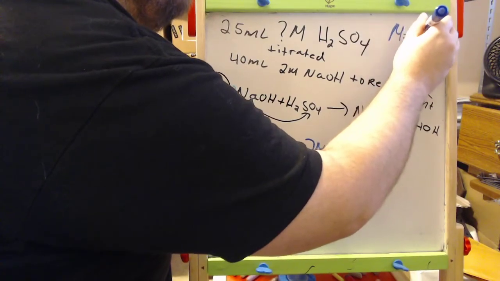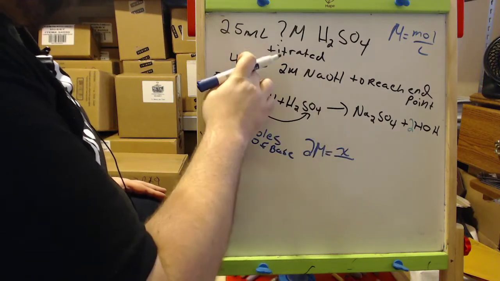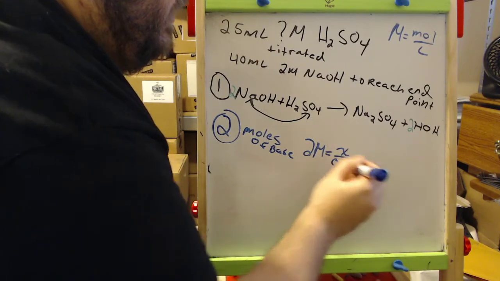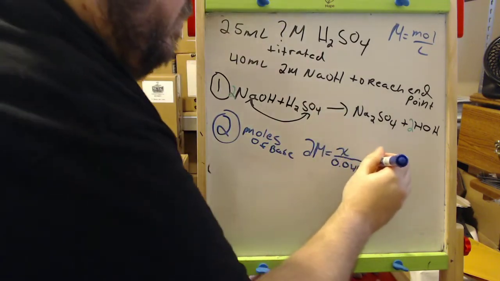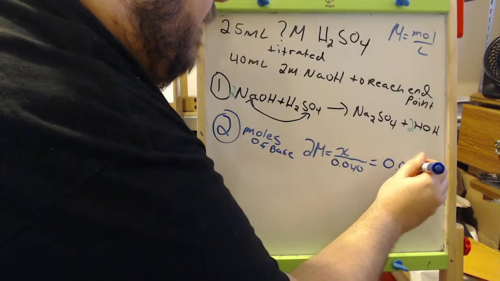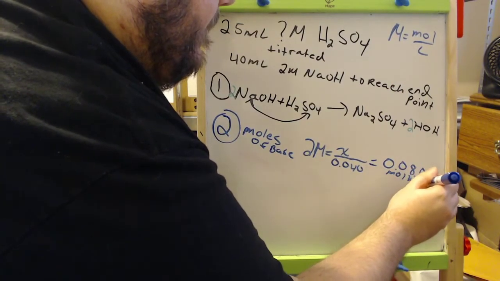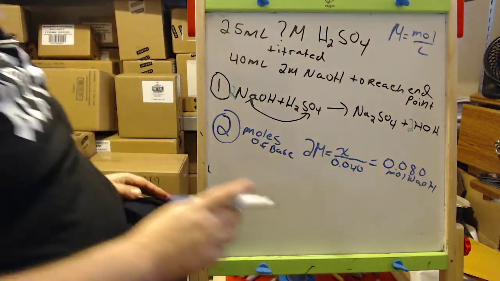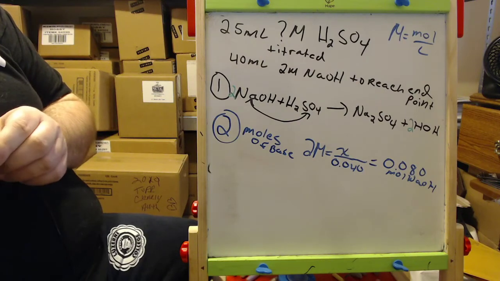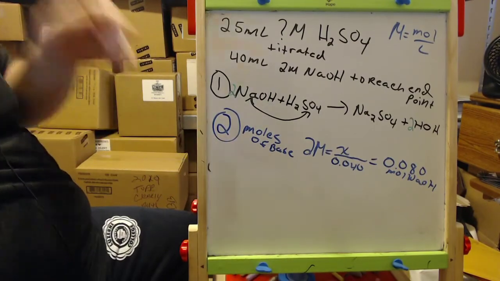Molarity is moles per liter. I don't know the moles, but I do know the molarity, and I do know the volume. Make sure you convert it to liters. So when I do the math here, 2 times 0.04, I get 0.080 moles of sodium hydroxide. Everybody good with this part?